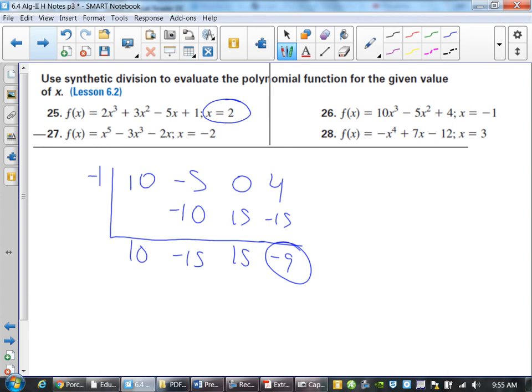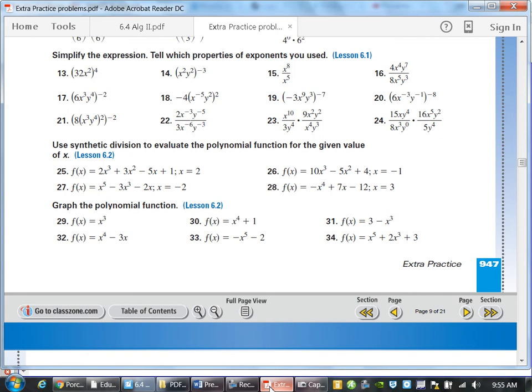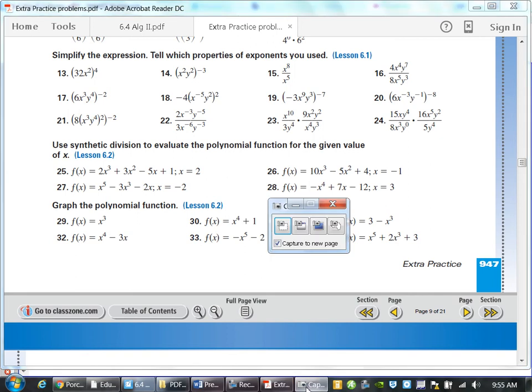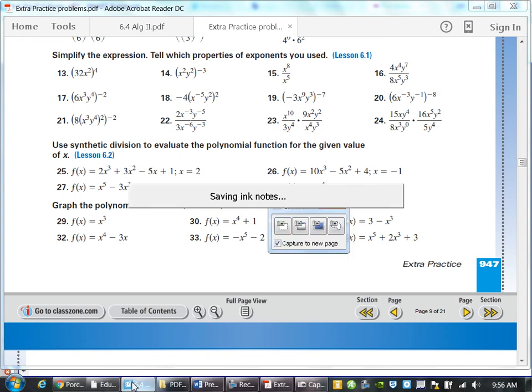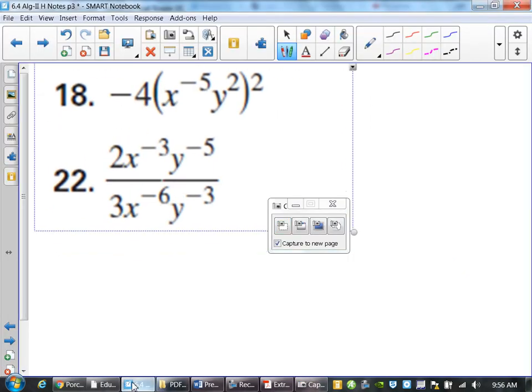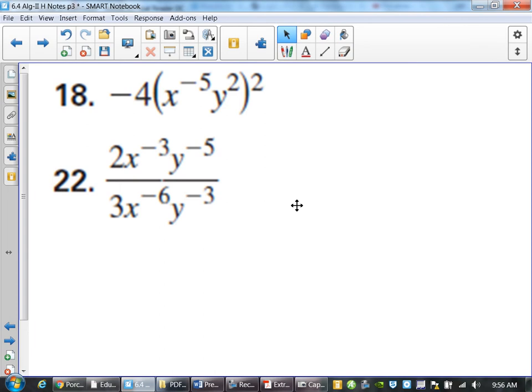So what was 6-1 exactly? 6-1 was all those exponent rules. 6-1 goes back to all of your exponent rules. For example, why don't you take a second and simplify these two as far as exponent rules.